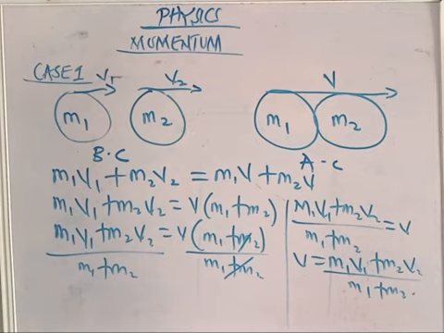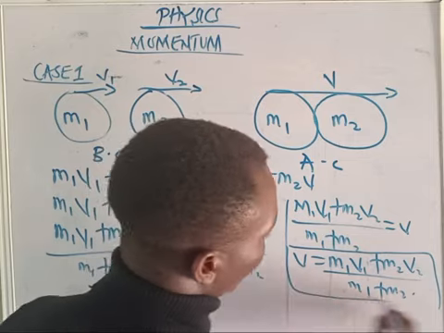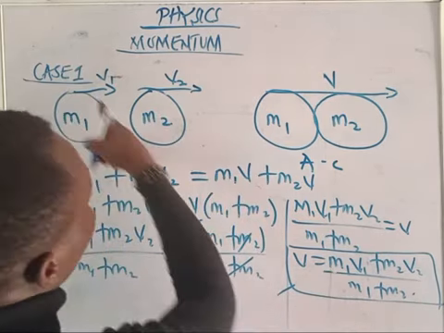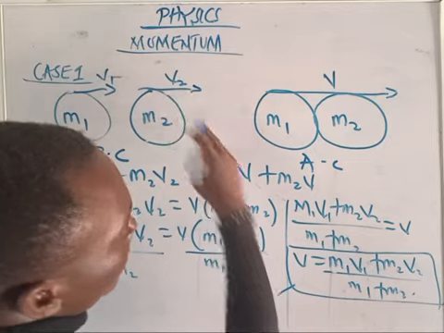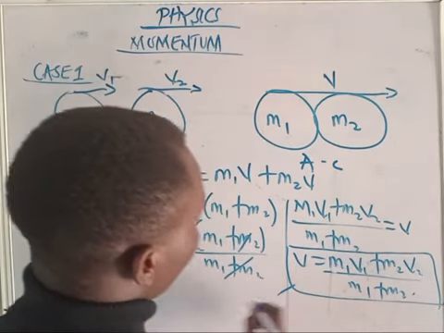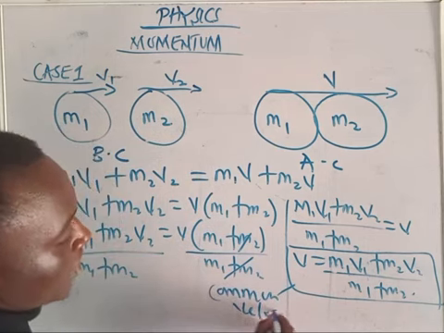So if you are asked to determine the value of the common velocity when two particles are moving in the same direction, that is the formula you can use. This is what we call the common velocity. It means that the mass of the first ball multiplied by the velocity of the first ball, plus the mass of the second ball multiplied by the velocity of the second ball, divided by the addition of the masses, will give us what we call a common velocity. So that is how to determine it.